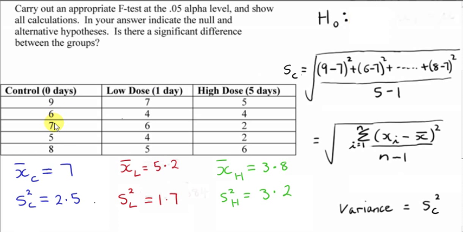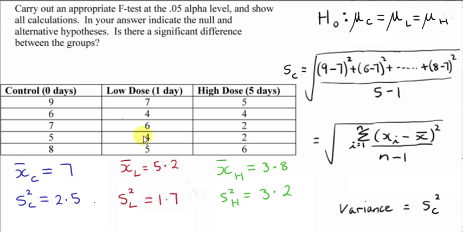We will carry out an f-test at the 0.05 alpha level to compare the means of these groups. The null hypothesis is that the means of the populations that these groups come from are equal. Let's look at this group here, the control group. Now we will call the mean of the population that this group comes from mu c, c for control.